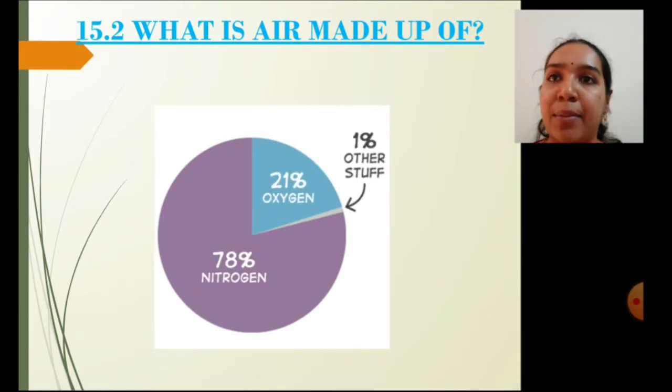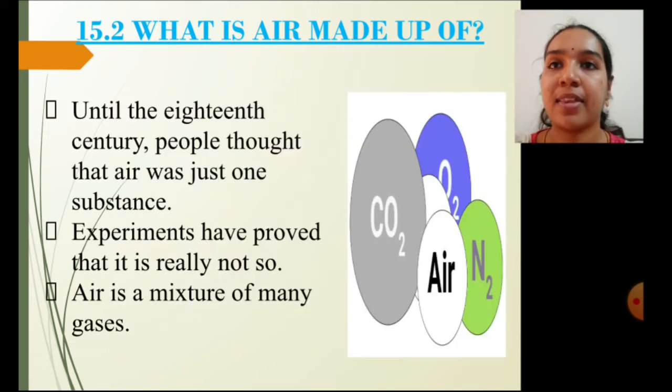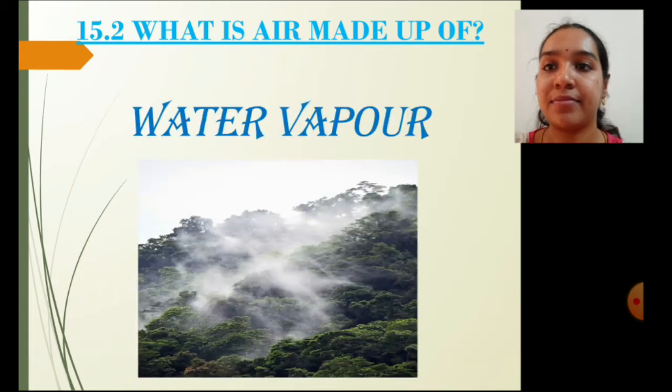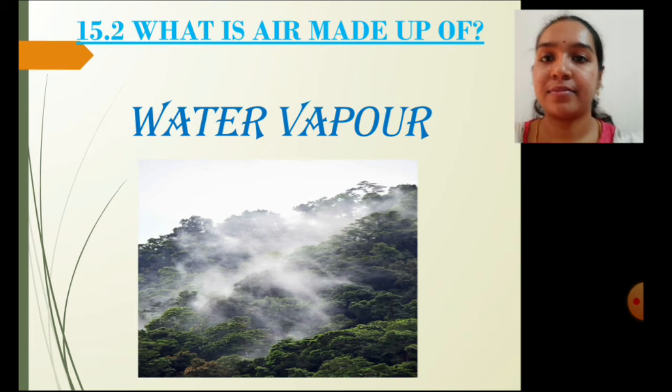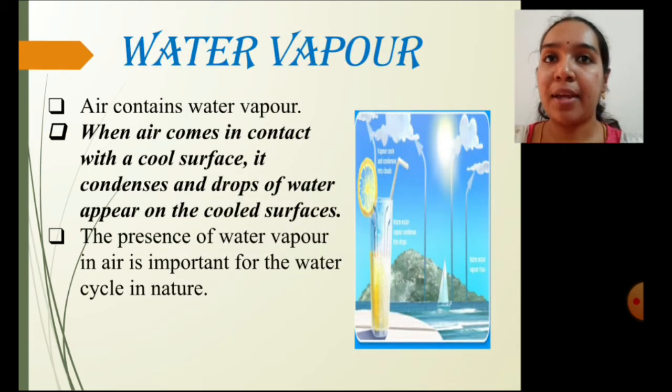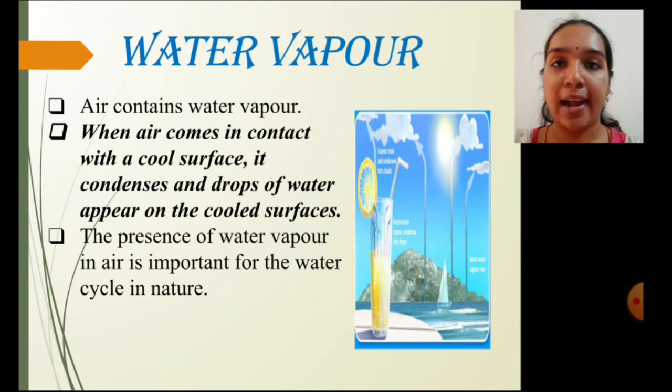What is air made up of? It is made up of a mixture of gases. Until the 18th century people thought it was only one substance called air, and later they discovered that air is made up of several gases mixed together. First, let's learn about water vapor. Air contains water vapor in minute quantities, and its presence in air is very important for the balance of the water cycle in the atmosphere.